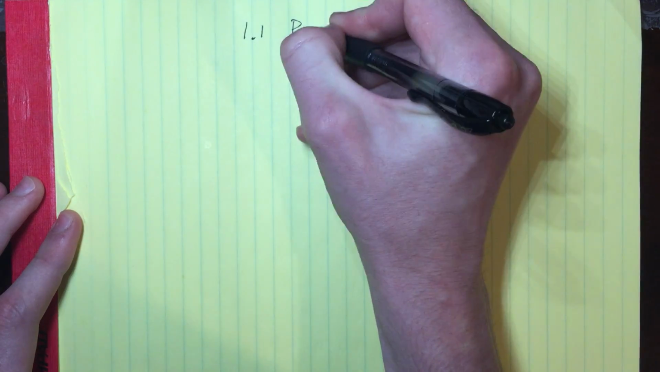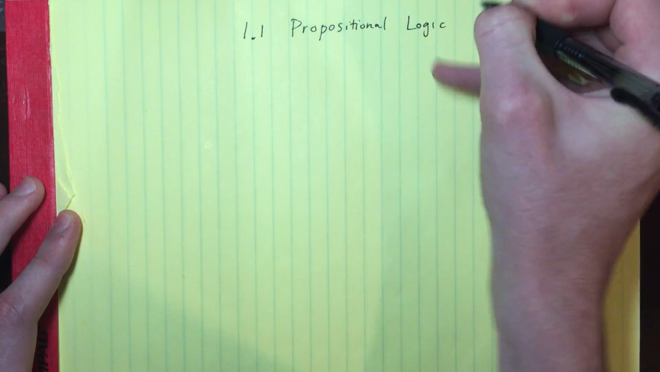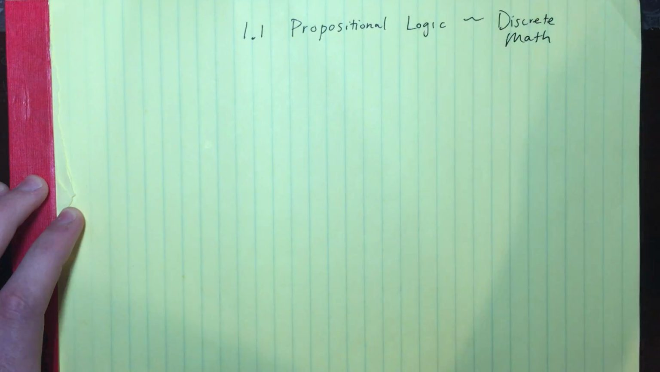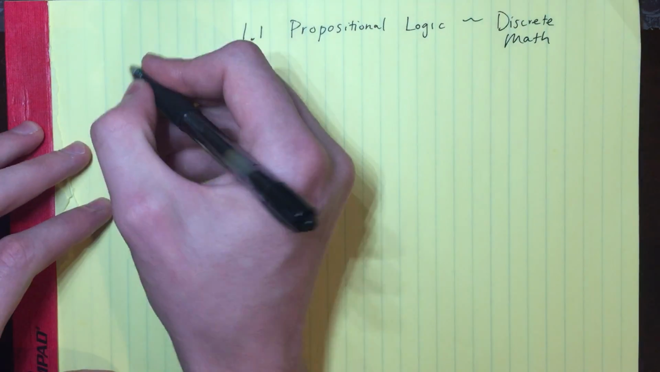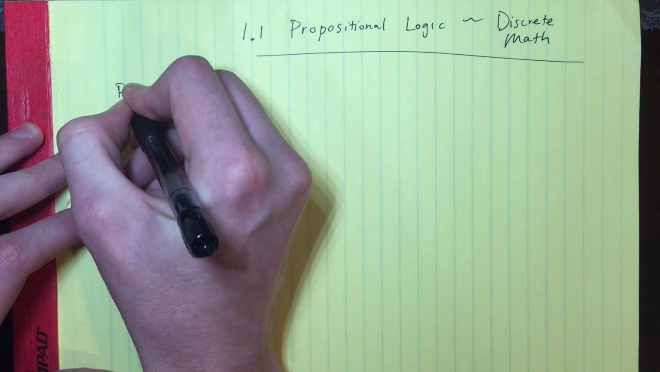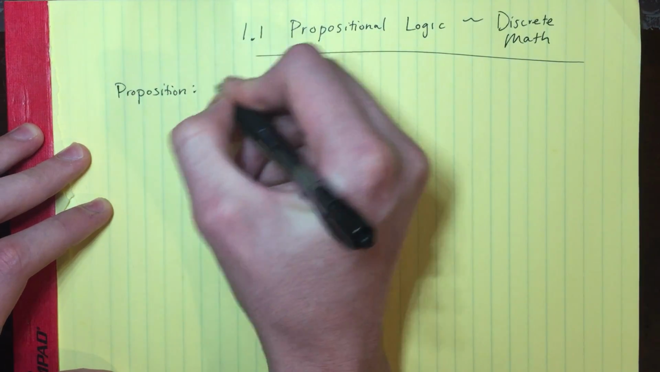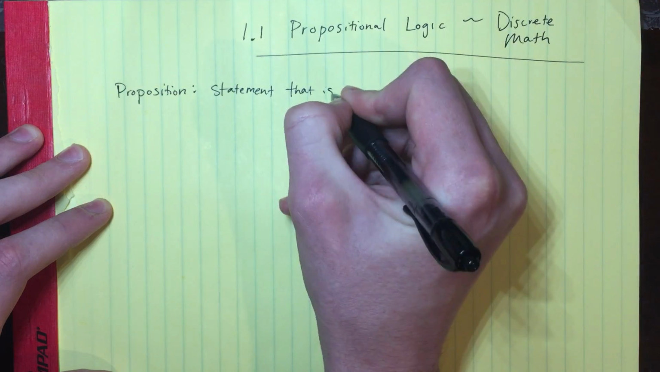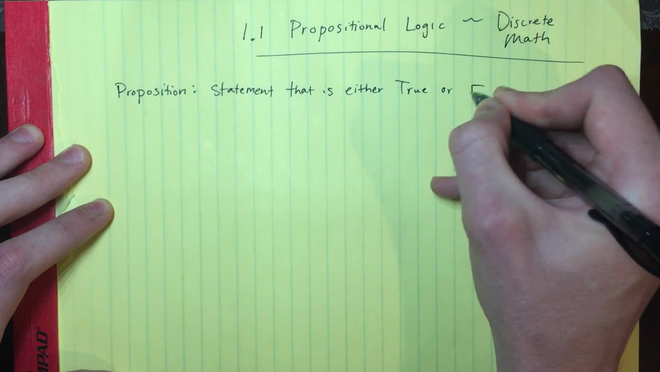This is called Propositional Logic, Discrete Math. That's the type of math we're learning. In Discrete Math, you start out by learning these statements, and a proposition is a statement that is either true or false.